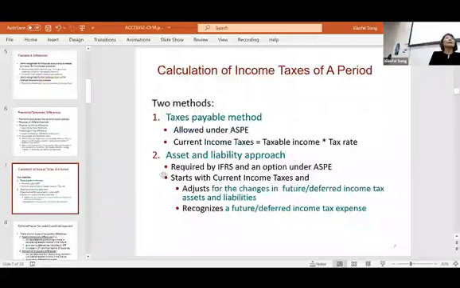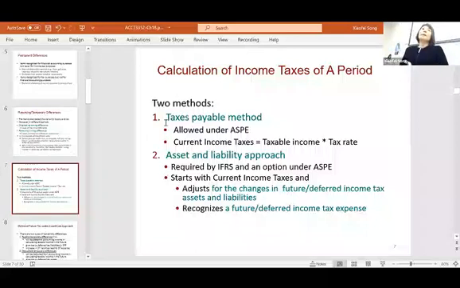So far we're just talking about how things work. We have two sets of rules. We need to prepare financial statements for financial reporting purposes. We need to prepare tax returns for tax purposes. And this difference between the rules will cause these kinds of differences. Now we move to the accounting part of that. Now, how do we report that?